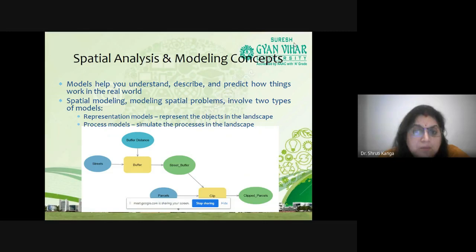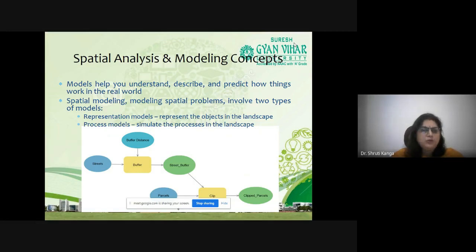We can describe it, and based on different tools and techniques we can also predict how things are happening in the real world. So these models also help us in understanding different data sets, describing those data sets, and also in the prediction of these data sets with reference to real world phenomena.